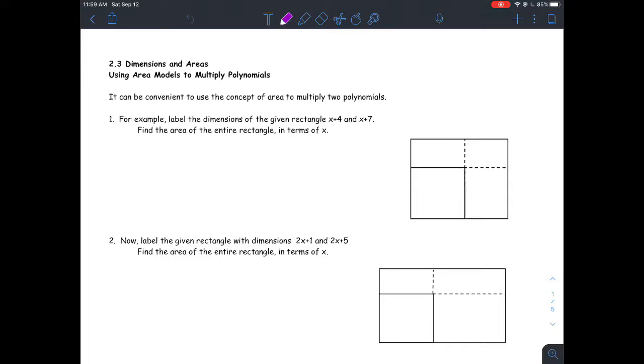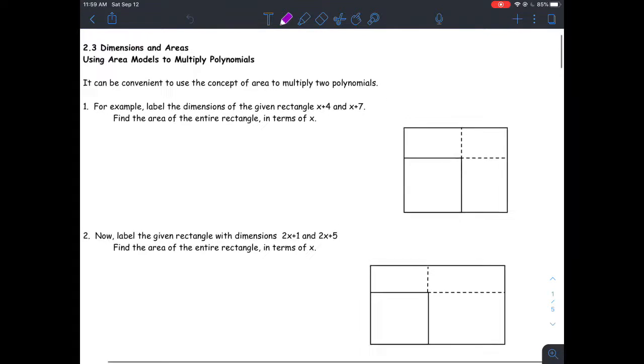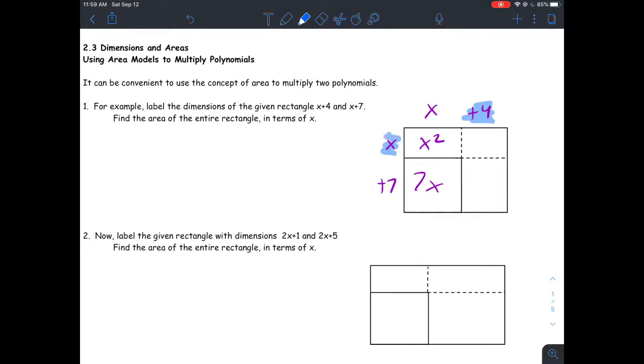It says, for example, label the dimensions of the given rectangle x plus 4 and x plus 7. Find the area of the entire rectangle in terms of x. So what they want us to do here is x plus 4, x plus 7, and we are going to multiply and fill in the boxes. The first thing I'm going to do is multiply x and x. I get x squared. Then I'm going to multiply 7 and x. I get 7x. Then I'm going to multiply 4 and x. I get 4x. And then I'm going to multiply 4 and 7, where I get 28.